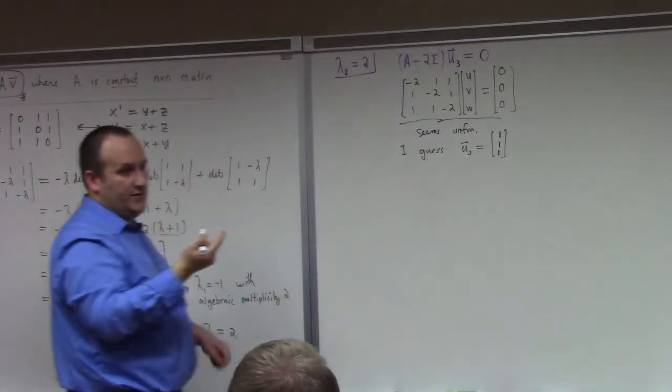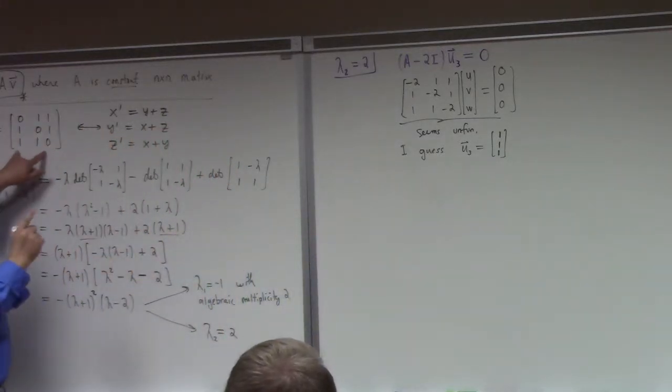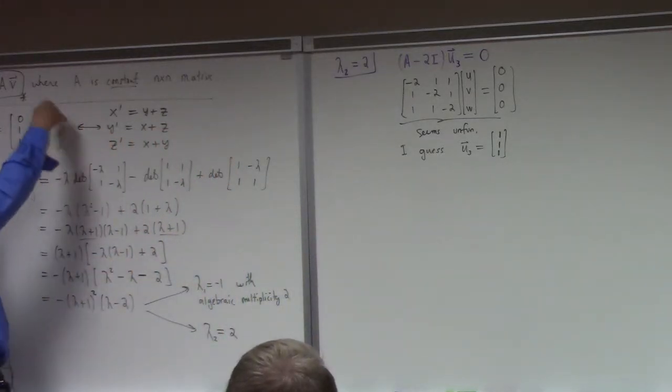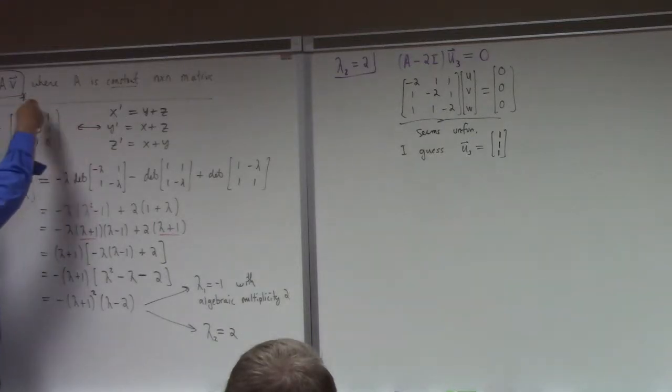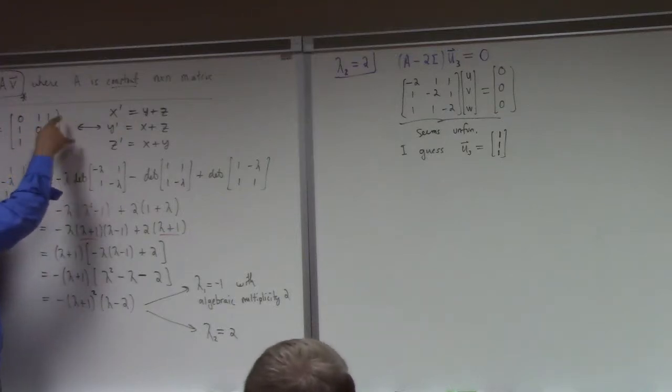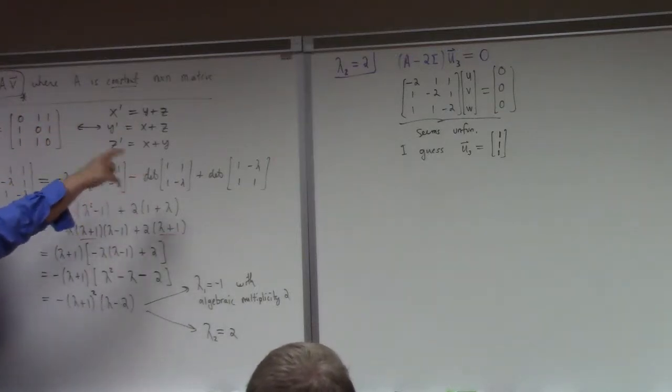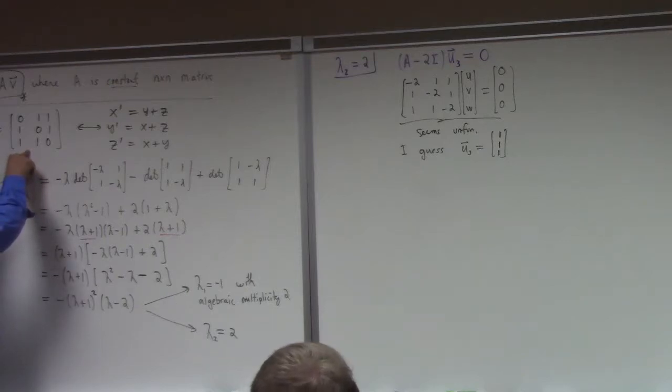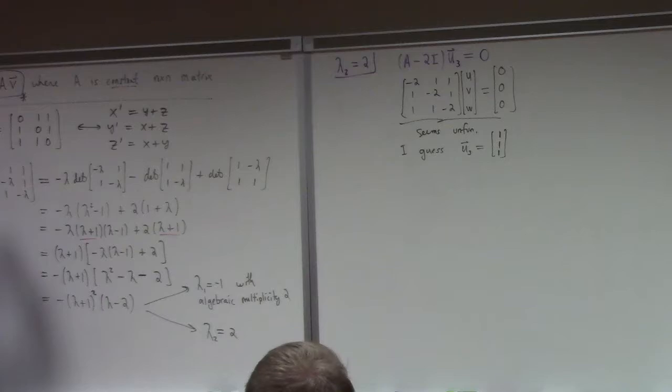Does that work? If you go back here and multiply A times 1, 1, 1, what do you get? 1, 1, 1 times 1, 0, 1, 1 gives me 2. 1, 1, 1 times 1, 0, 1 gives me 2. 1, 1, 1 times 1, 1, 0 gives me 2. So it's pretty easy to see that 1, 1, 1 multiplied by this matrix gives me back twice 1, 1, 1. So that is an eigenvector, right?